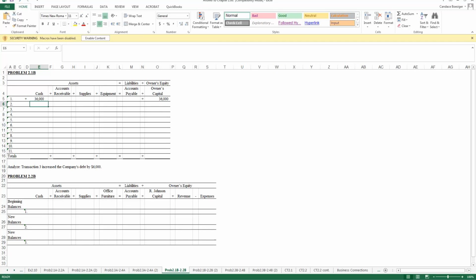Okay, and then number two, purchased equipment for $16,000 in cash. So our cash is going to go down and our equipment is going to go up.